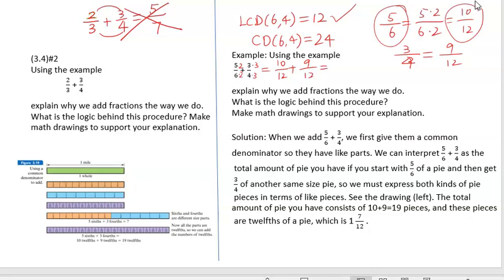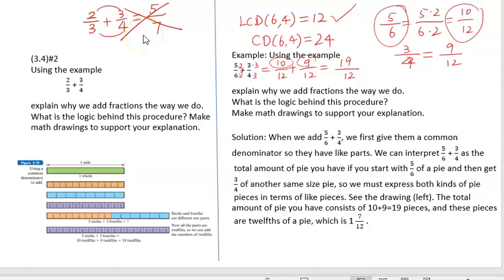And after that, we can keep the common denominator and just add the numerators. 9 plus 10 is 19. So this is how it works. But for algebra class, that's all you have to do. But for us, we need to explain why.